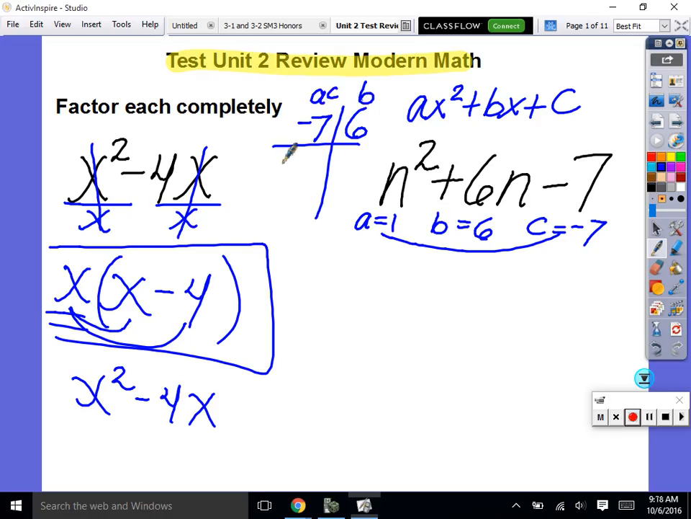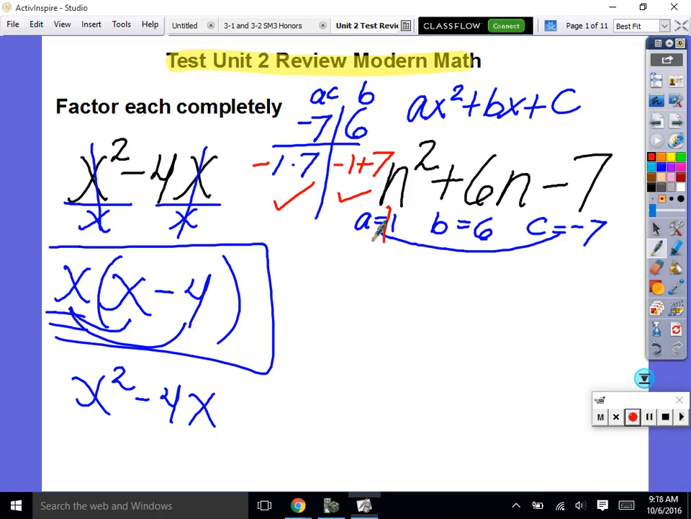Okay, factors of 7 are 1 times 7. Are there any other factors of 7? No. Now we need to make this so that it adds up to be positive 6. Positive 6, right? So which one should be negative? So it'll add up to be positive 6. 1, right, everybody? So now look, negative 1 plus 7 equals positive 6, and negative 1 times positive 7 is negative 7. So it checks off in both cases.